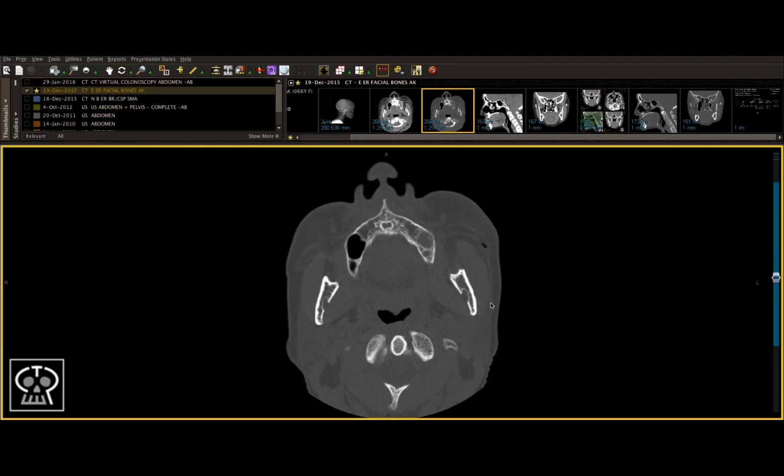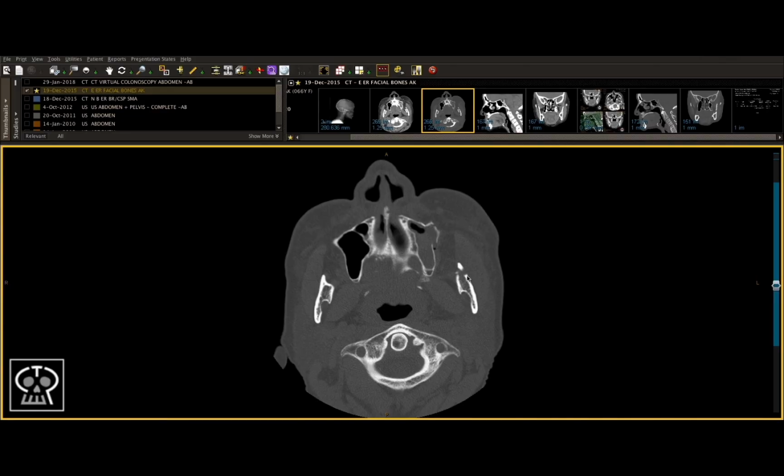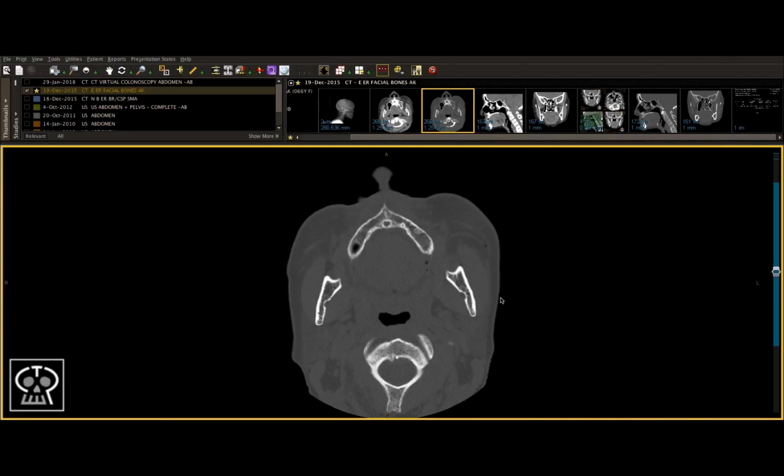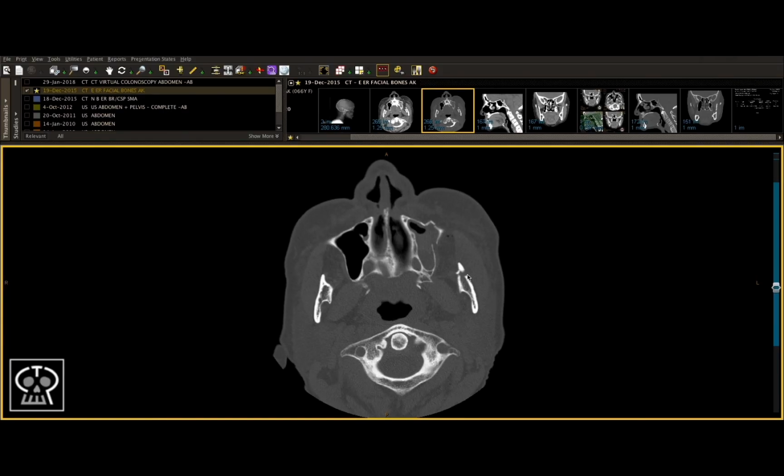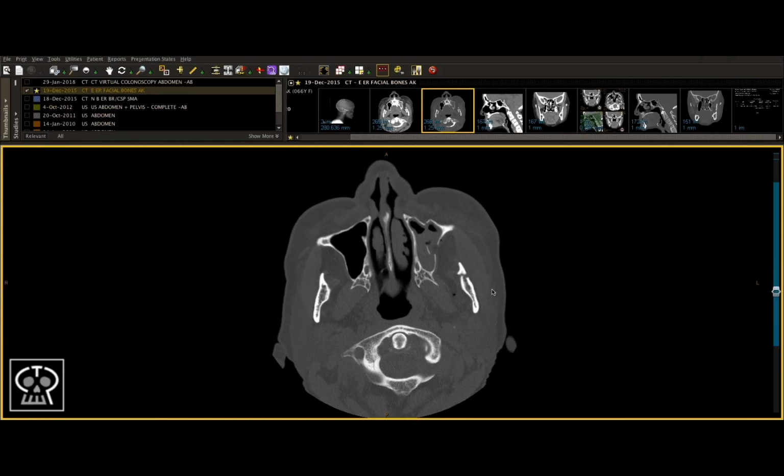And as I scroll up here, I notice that there seems to be a break in the cortices here. Once again, it's always good to scroll down and up just to make sure, but there definitely seems to be something that's not normal here. Clearly the cortices are not continuous, and there's a break and slight displacement here.